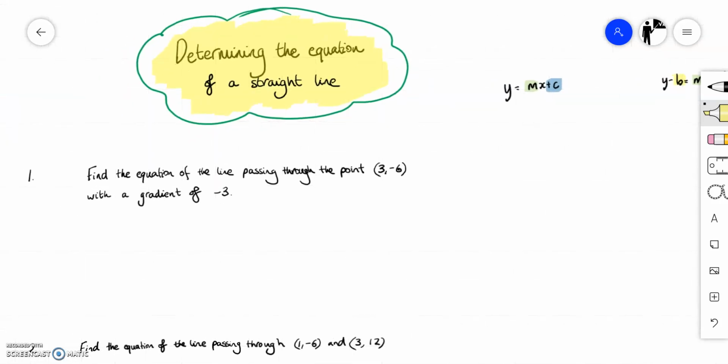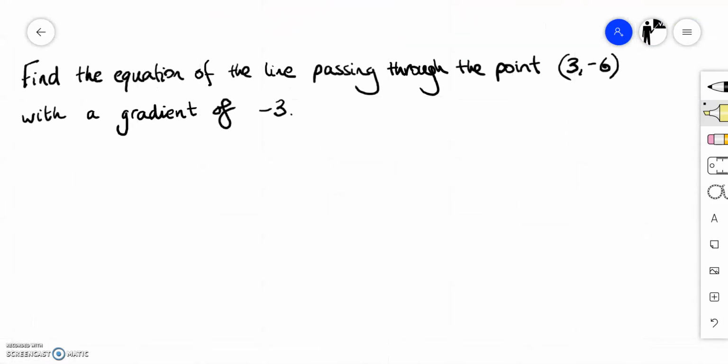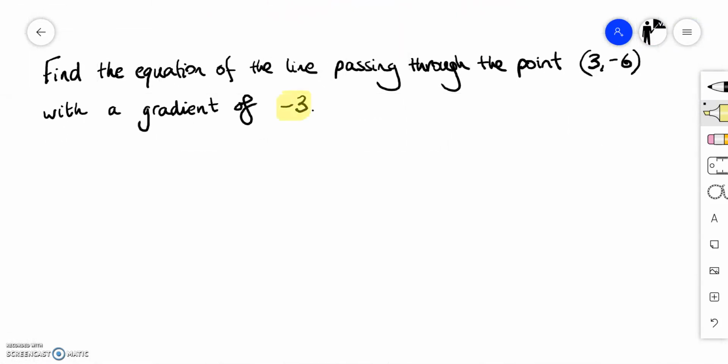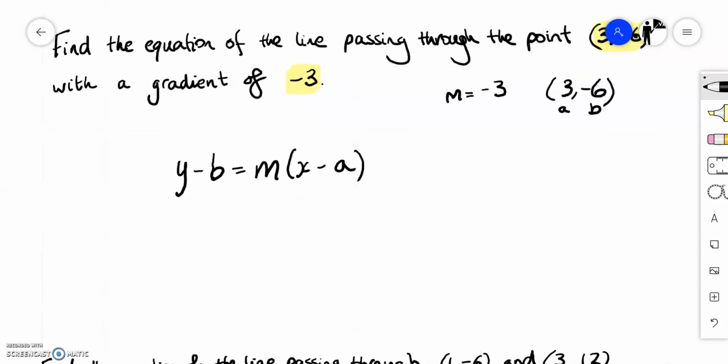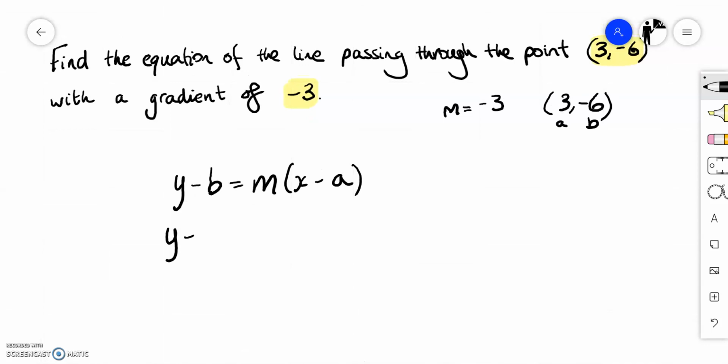Find the equation of the line passing through the point 3, minus 6, with a gradient of negative 3. Okay, so we've got a gradient and we've got a point. That's not the y-intercept, so we're going to need to use y minus b equals m bracket x minus a, where the gradient is minus 3 and we've got the point 3, minus 6. What we're going to do is label these points a and b. So we've got y minus minus 6 is equal to negative 3 bracket x minus 3.